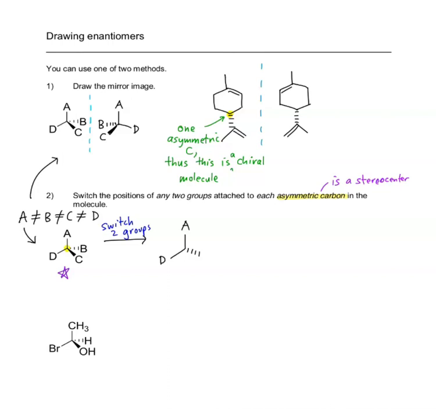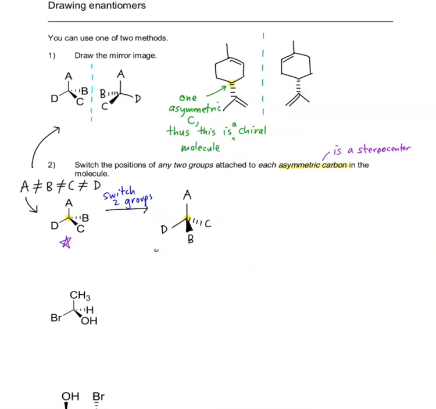B started out as back, and C started out as forward. So I'm going to put B forward in the new structure and C back. So I've exchanged the positions of two of the groups at the asymmetric carbon. Okay, by doing so, I have just drawn the enantiomer of our original molecule, which is called star.